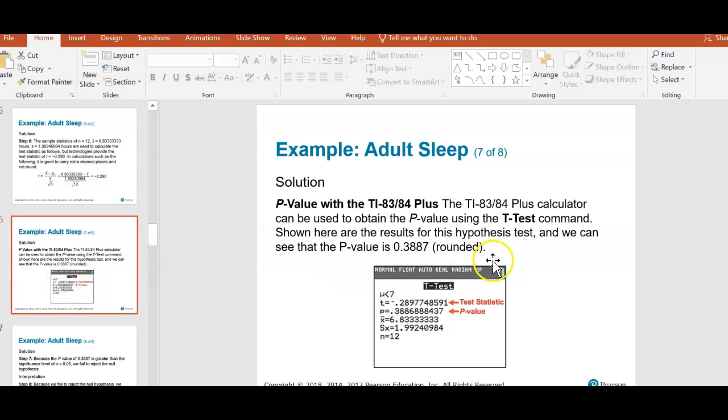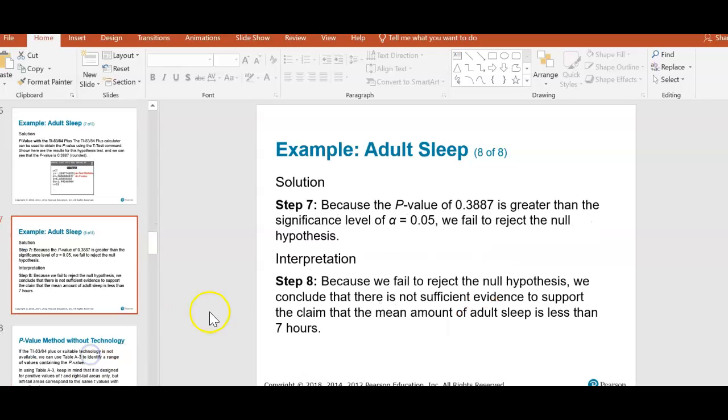They show the results of doing this on a TI-84 calculator also. The p-value is 0.3887, which is greater than the significance level of 0.05, so we fail to reject the null hypothesis. So you can conclude that there's not sufficient evidence to support the claim that the mean amount of adult sleep is less than 7 hours.